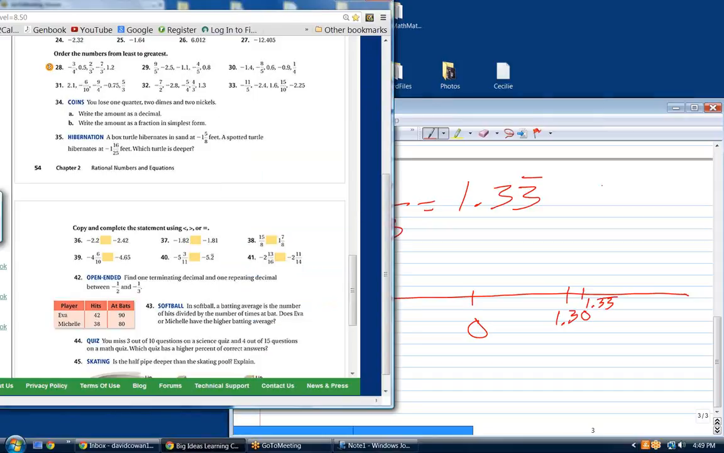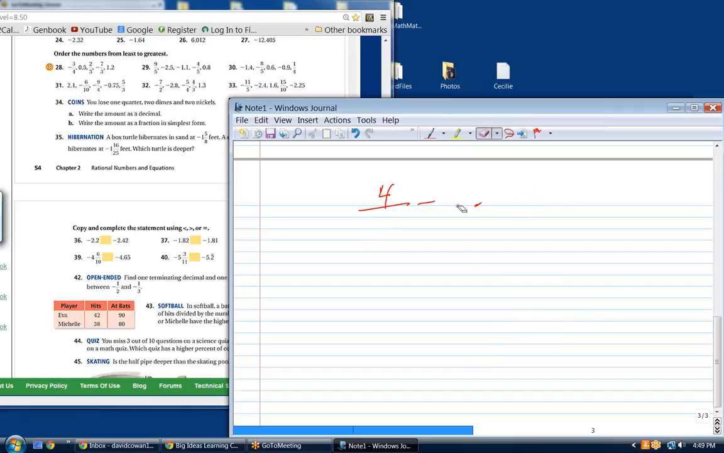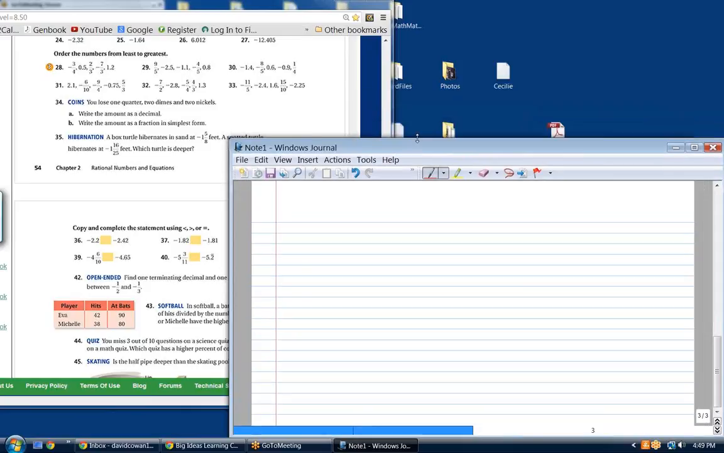And you said all evens from 30 to 42? Okay, so 34. Let's look at 34. You have 1 quarter, 2 dimes, and 2 nickels. Write the amount as a decimal.